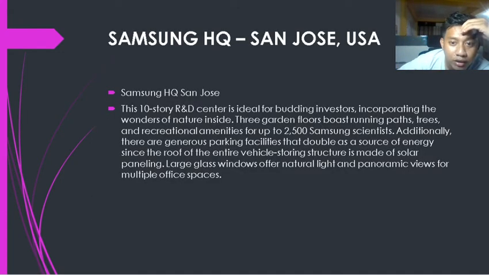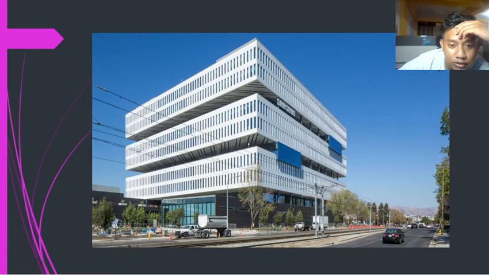Samsung's 3 garden floors boast running paths, trees, and recreational amenities for up to 250 Samsung scientists. Additionally, there are generous parking facilities doubling as a source of energy, since the roof of the entire vehicle-storing structure is made of solar paneling. Large glass windows offer natural light and panoramic views from multiple office spaces. So, this one. Ito yan.